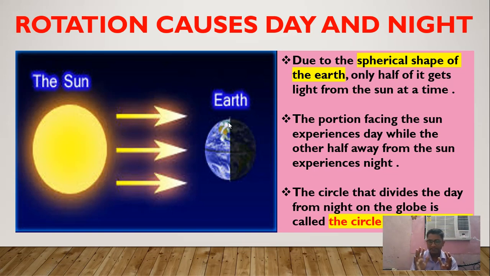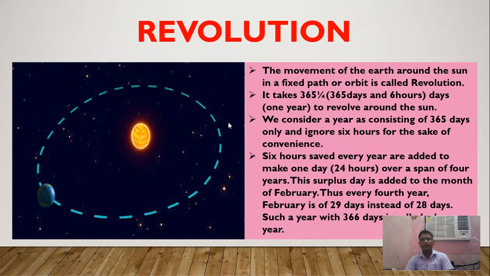जब एक साइड घूम के सन की ओर आ जाती है तो वहां पे दिन हो जाता है, और फ्रंट वाली साइड घूम के पीछे चली जाती है, देन देयर इज नाइट. So in this way, because of the rotation, day and nights are formed. So next we will read about the revolution of earth. As the first movement of earth, rotation हमने पढ़ लिया है.